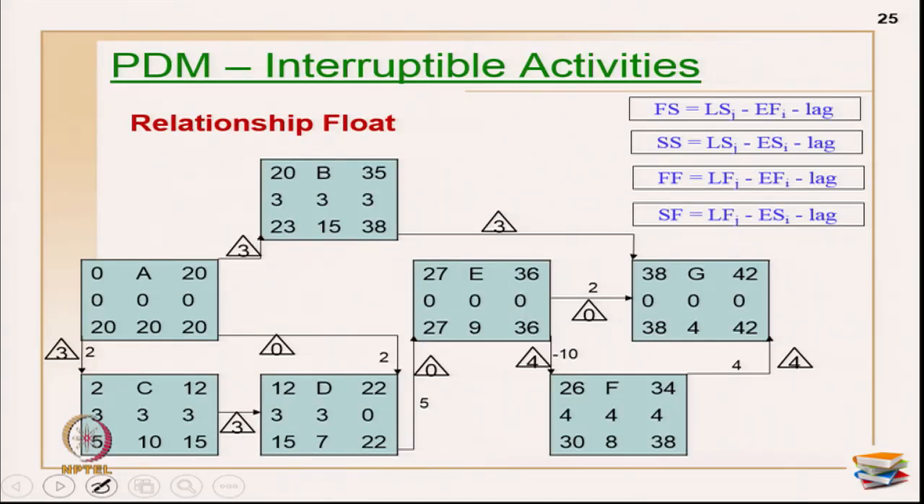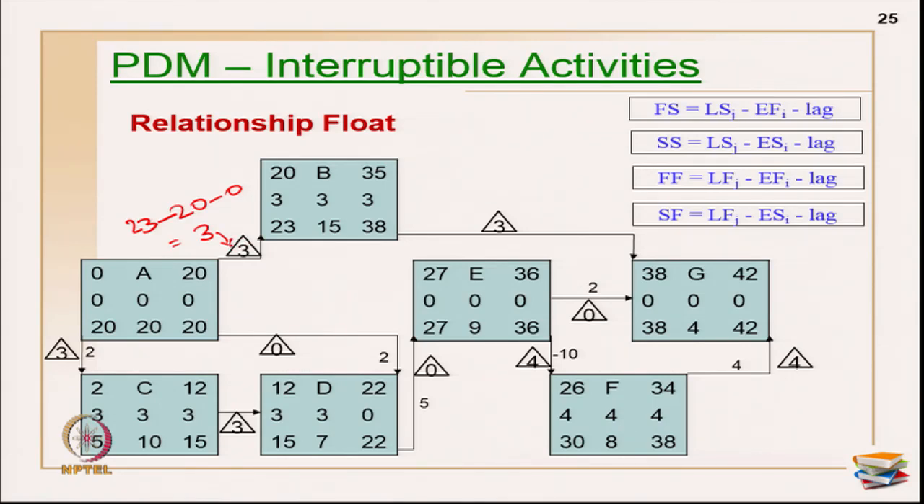So, this is my same network with all the task floats written here, start float, finish float, total float in the tasks are all written here. And now, first let us go with all relationships. This is my finish to start relationship. So, late start of this activity is 23, minus early finish of this activity is 20, minus the lag, there is no lag value here which is 0. So, this relationship float becomes 3 here.